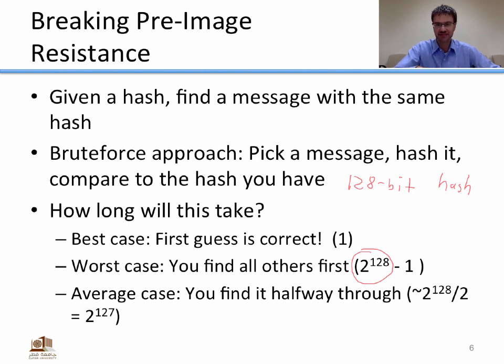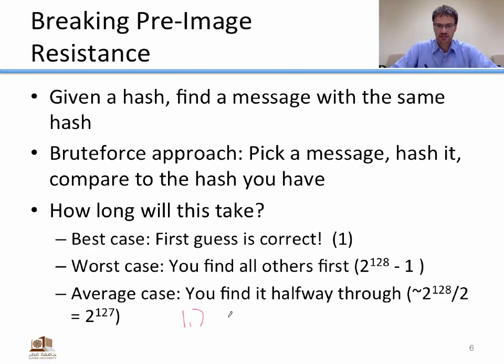I would find it halfway through. So that would just be the worst case, more or less, divided by 2. So I would get about 2 to the 127, which at first glance, you pause and you say, wait, if you're dividing this big number by 2, that should make it substantially smaller. And it does, but remember, we're dealing with powers of 2. So dividing 2 to the 128 by 2 only gets me 2 to the 127, which is still a really big number. So how big of a number is 2 to the 127?